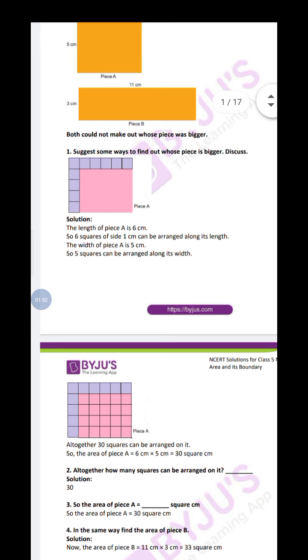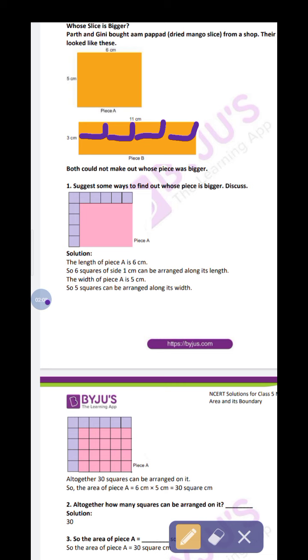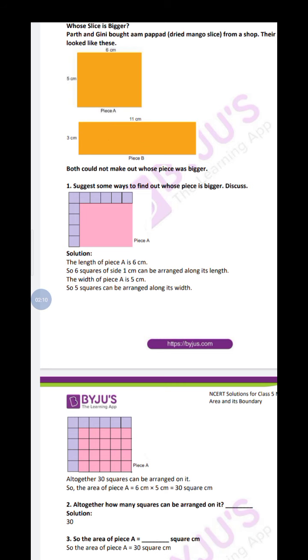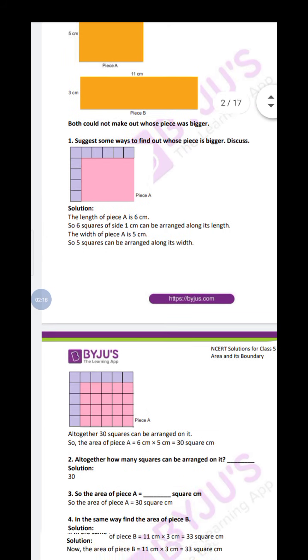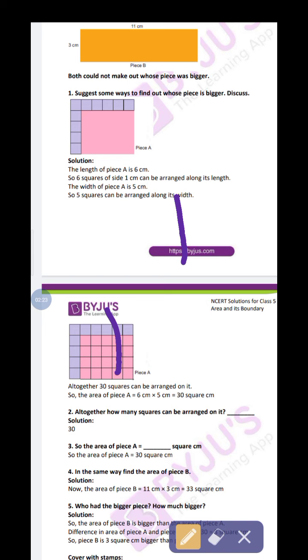Similarly, you have to find out for piece B. The length of piece B is how much? 11. So with squares of side 1 centimeter, you have to place 11 squares along the length. Next, what is the width of that piece? It is 3 centimeters. So you have to place 3 squares along the width. If you place them, how much will you get? It is 11 into 3 is 33.